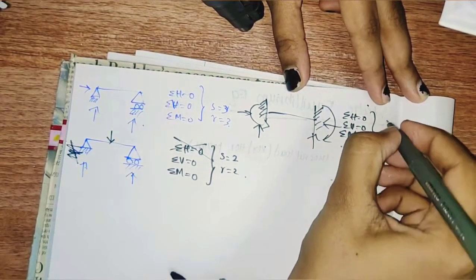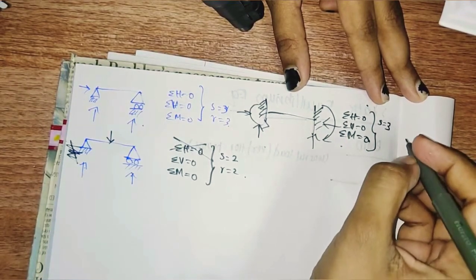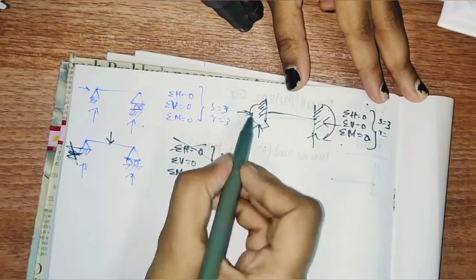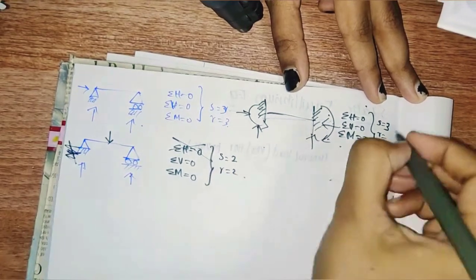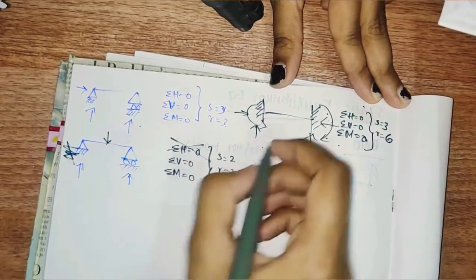The number of equilibrium conditions is 3. And what about the reactions? Here there are 3 reactions, and here also there are 3 reactions. So the reactions, I can write it as 6. But the same scenario like this.